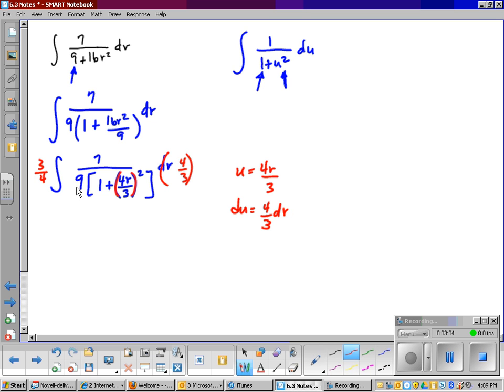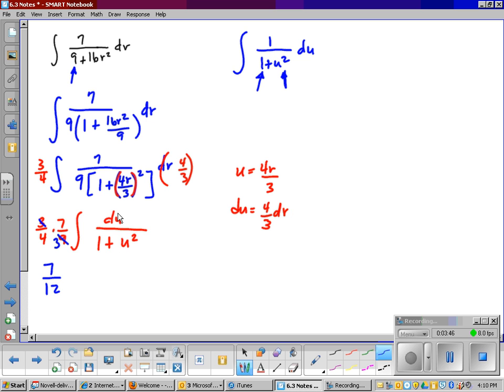I don't need these numbers in here to do my substitution, so I'm going to bring them out to the front. So I have 3/4 times 7/9, and when I rewrite my integral, in the dr, 4/3 is going to become du, and there's nothing left in the top, so I'll write it there. And then the 9 I've already moved out, and I have 1 plus my 4r over 3 is u, and that quantity is squared. So my integral part looks like this, and my fix for the constant is out in the front. I can reduce this. The 3 and the 9 are going to reduce this way, so I'm left with 7 over 12.